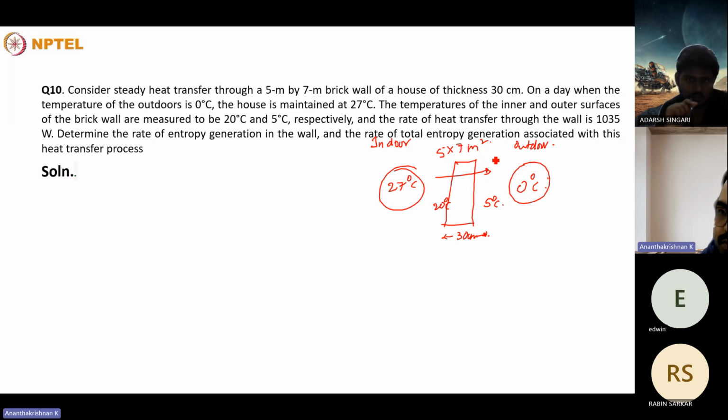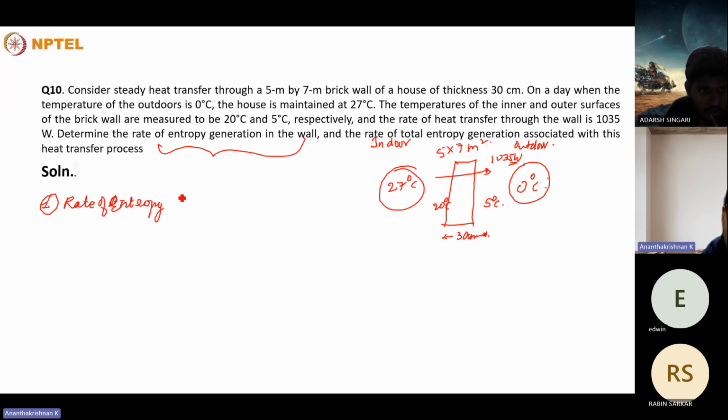The heat transfer in this process is 1035 watt. We need to calculate the entropy generation in the wall and the rate of entropy generation associated with this heat transfer process. For that we need the rate of entropy balance equation. The first part is to calculate the entropy generation in the wall.